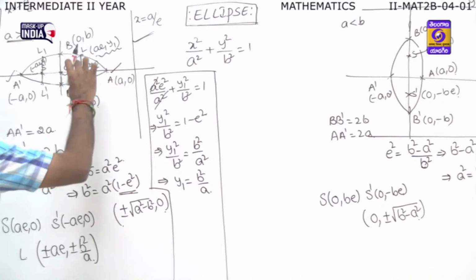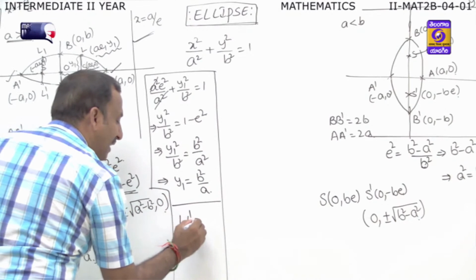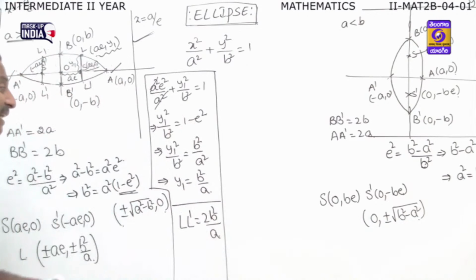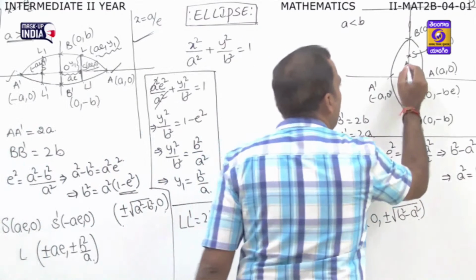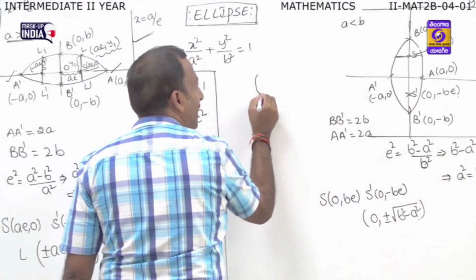Okay, these are. Now what is this length? L dash, what does it become? L dash, length of the latus rectum, 2b square by a. It is the case where a is greater than b. Then what happens if b is greater than a? If b is greater than a, then the extremities of the latus recta.